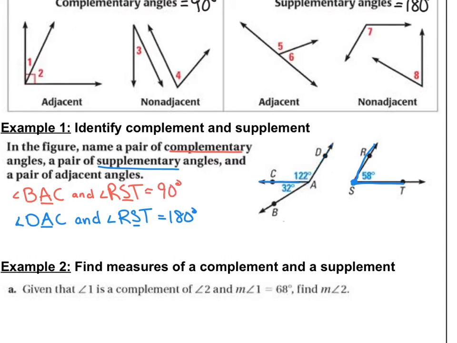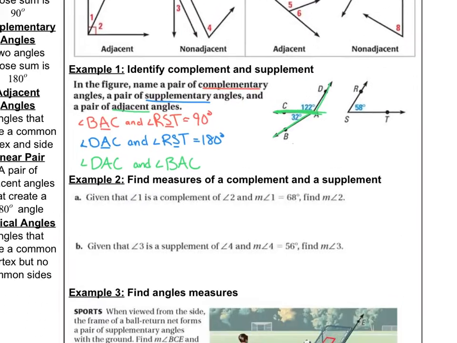Alright, and then last but not least, we want to talk about adjacent angles. Adjacent just simply means they share a common side. So when we talk about sharing a common side, the only one that really works here is this one with this one. So they share that side AC. So for adjacent angles, we'd say something like angle DAC and angle BAC. Those are our adjacent angles. They share that common side. All right. So let's do a little bit more.